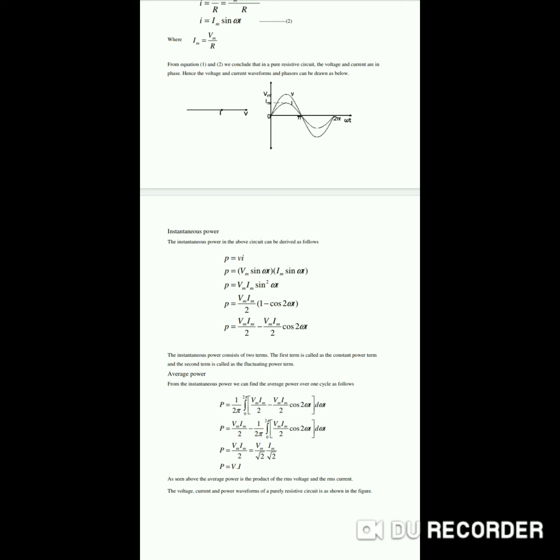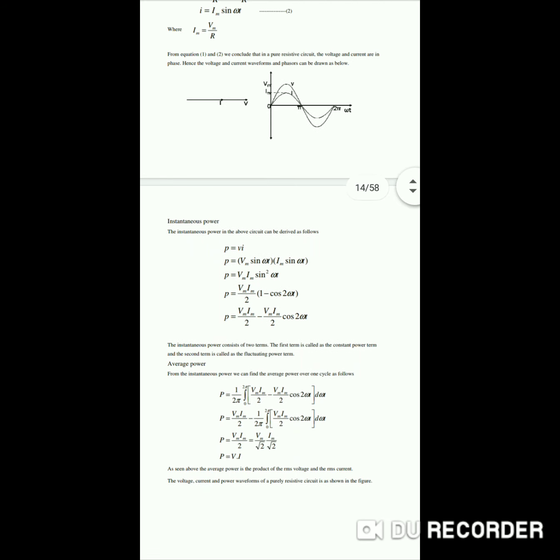When you integrate with respect to 0 to 2 pi, you'll get Vm divided by root 2 into Im divided by root 2. Here 2 can be written as root 2 into root 2. That's why they have written Vm by root 2 and Im divided by root 2. That is nothing but V into I. Hence the average power is P is equal to V into I.